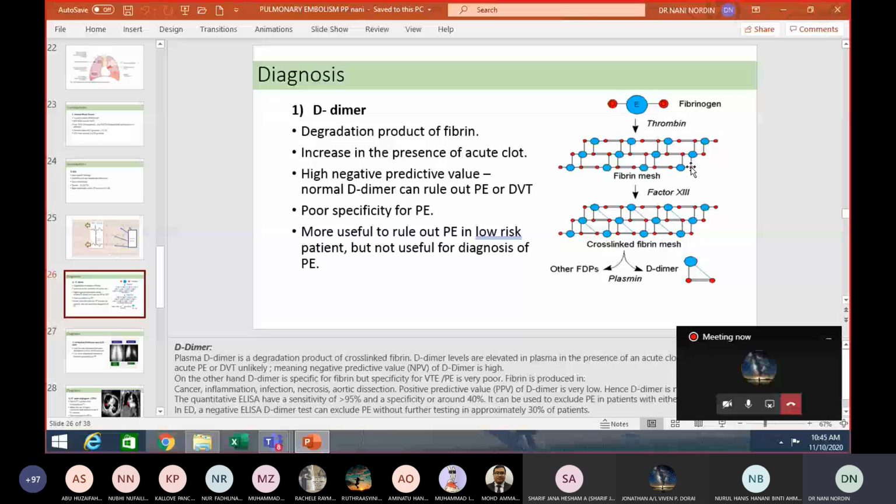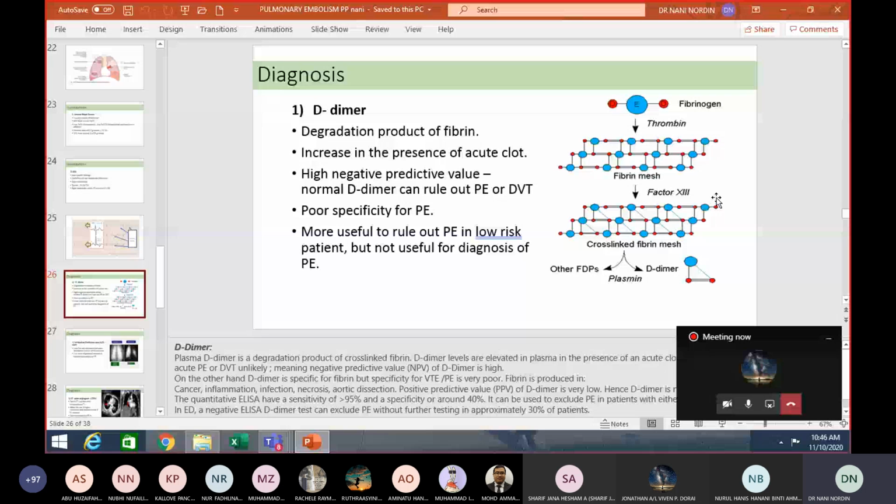This diagram shows where D-dimer is. It's actually a component of the mesh of fibrin that bridges all your fibrins together with the blood clots. When there's fibrinolysis, the D-dimer is still intact, so you can measure it. There are other fibrin degradation products that you can also measure, but D-dimer is easily measured, and is still intact when there's fibrinolysis. So D-dimer can be used, but it is more valuable if it is negative, to rule out.